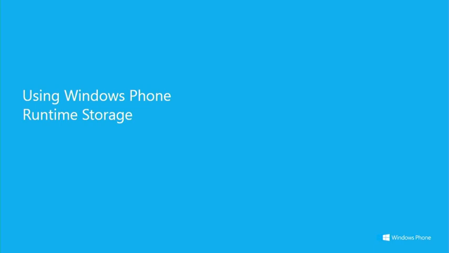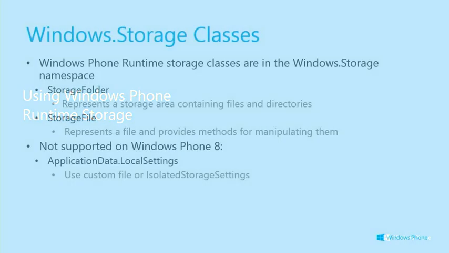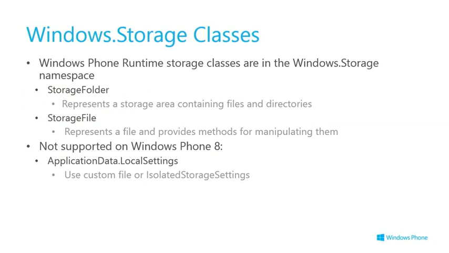So we've seen how we've been doing it for the last couple of years. Now let's move ahead and see how you might do the same things using Windows Phone runtime storage, which is similar to what we have on big Windows. So we have these new Windows storage classes to work with that same stuff. You have the storage folder, which is like our isolated storage, your area with files and dictionary, and then you have the storage file itself that you're actually going to work with.